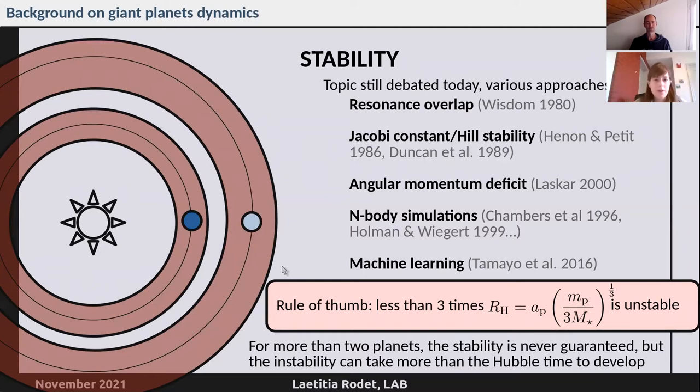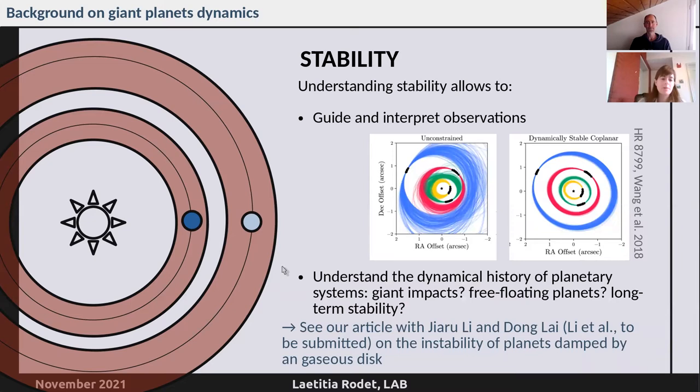So this is interesting for the observations, to be able to quickly characterize the stability of a system, because it can really help get the most out of the data. Here you have an example with HR8799. This is a very famous directly imaged system with four giant planets. And you can see in black on the left part and on the right also, the data, so the position of the planets with time. And you can see the orbital fitting as the colored lines.